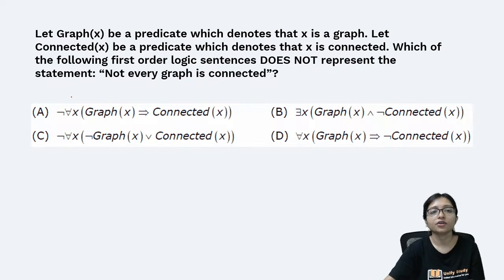Okay, now do this one. Let graph(X) be the predicate which denotes that X is a graph. Let connected(X) be the predicate for connectedness, and then what will be the answer for this question? Do this.